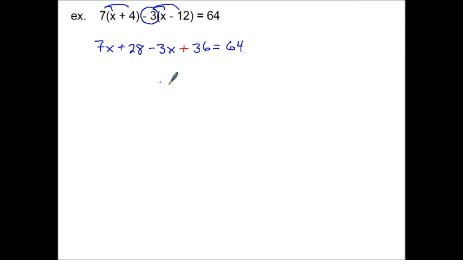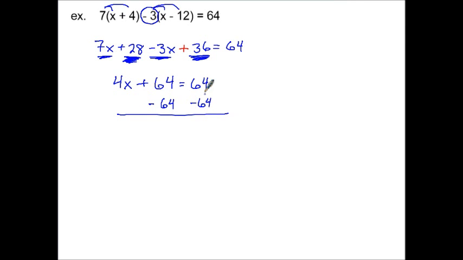Now at this point, I've got a whole lot of stuff going on the left-hand side, and basically nothing going on the right. On the left-hand side, we've got this 7x with this minus 3x, which is a positive 4x. And then I've got this 28 and this 36 getting together, and that's going to be a positive 64. And that equals 64 over there. That's kind of weird. Now as I subtract the 64 off the left, by kind of coincidence, I'm subtracting 64 off the right, which is the same exact number we have there.